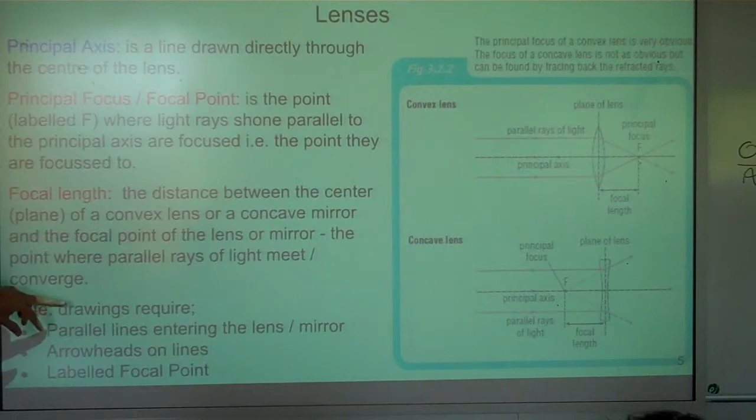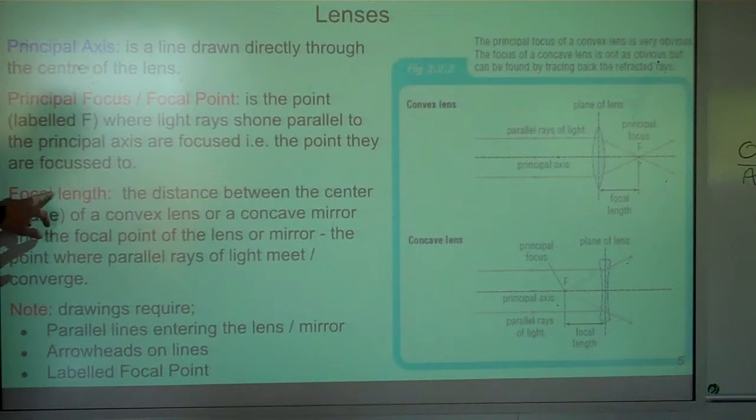Okay, there's that. Now, drawings. Quick, highlight this. You need to show parallel lines. These are the rules of the game. Arrowheads on the lines, labelled focal point. If you don't have these, you lose a half mark in each case. So quickly highlight those. So the red parts here, these red things, if it's red, it's important. It can be tested.